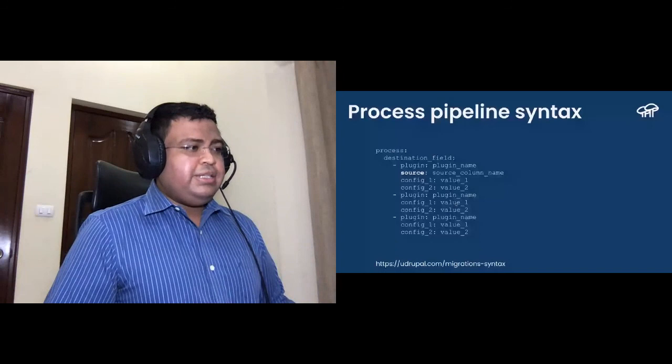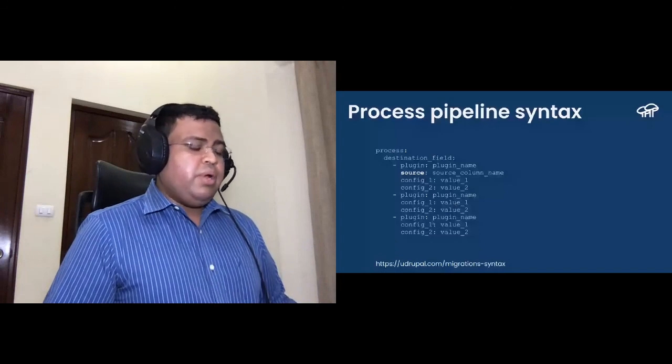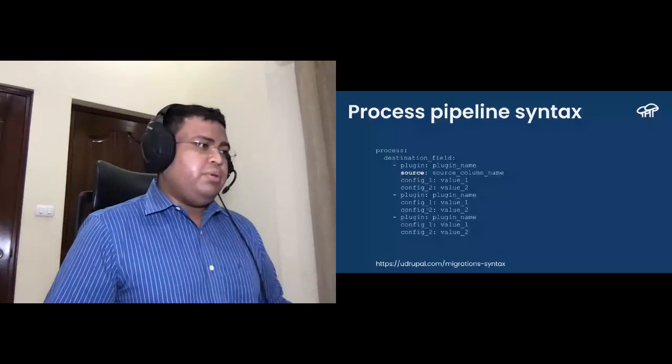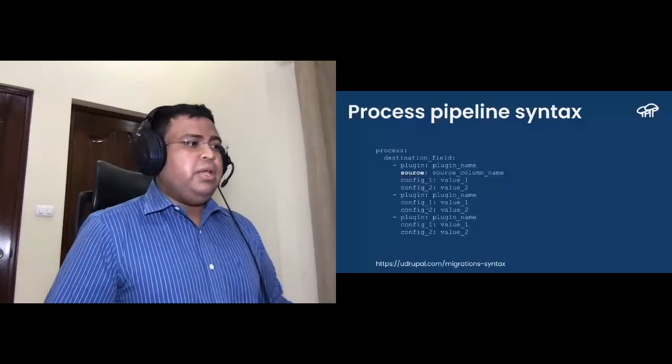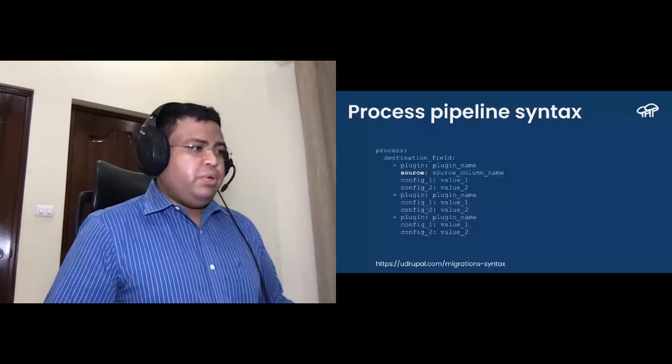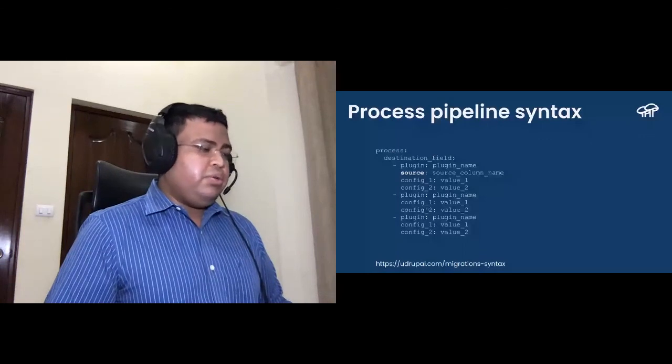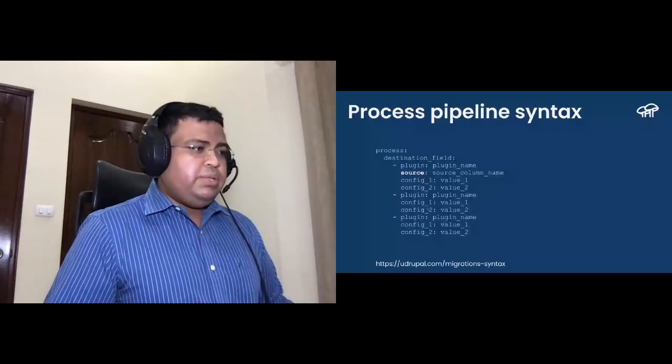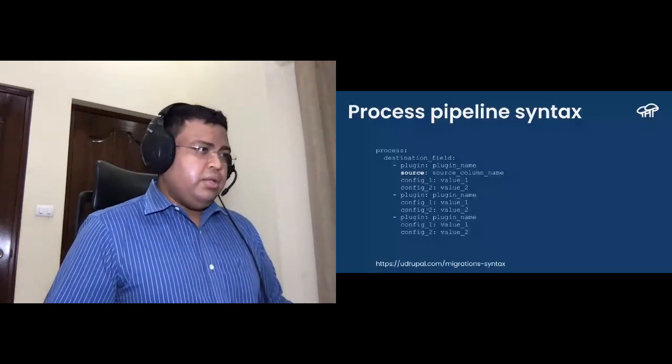For anything else in the chain, it is assumed that your source is the value that was returned by the previous process plugin. In this case, whatever this produces is going to be the input of this one. Whatever this produces is going to be the input of this one. And because there is nothing else in the chain, whatever this produces is going to be assigned to my destination field.